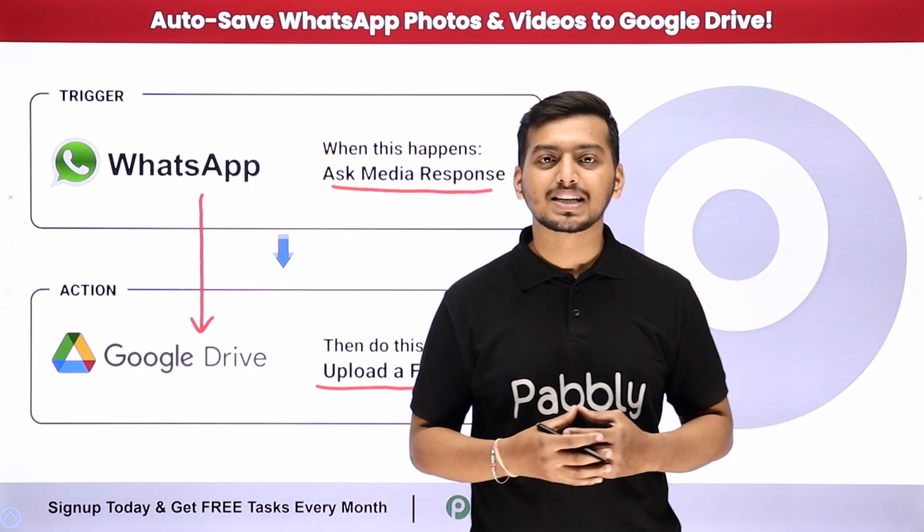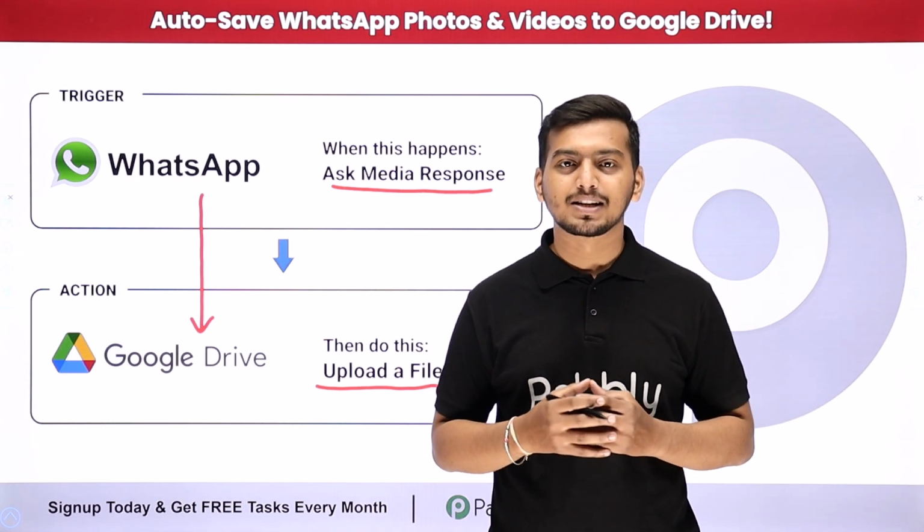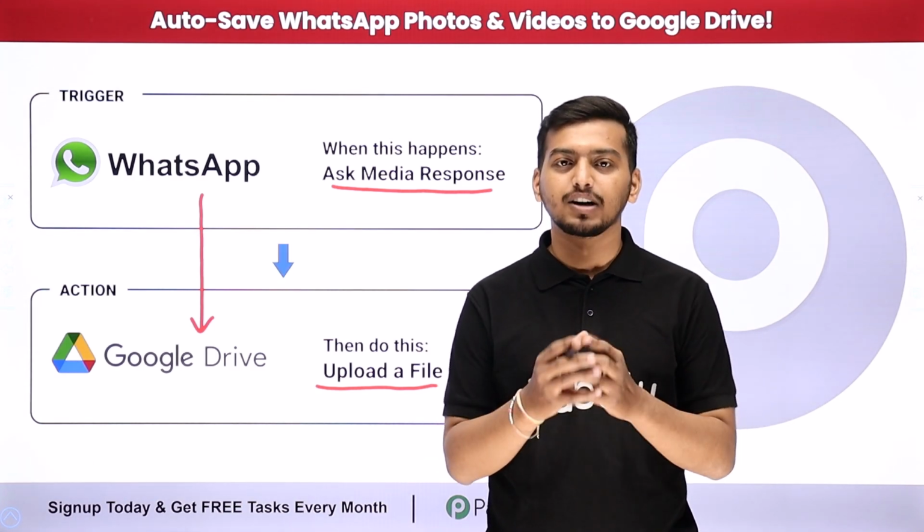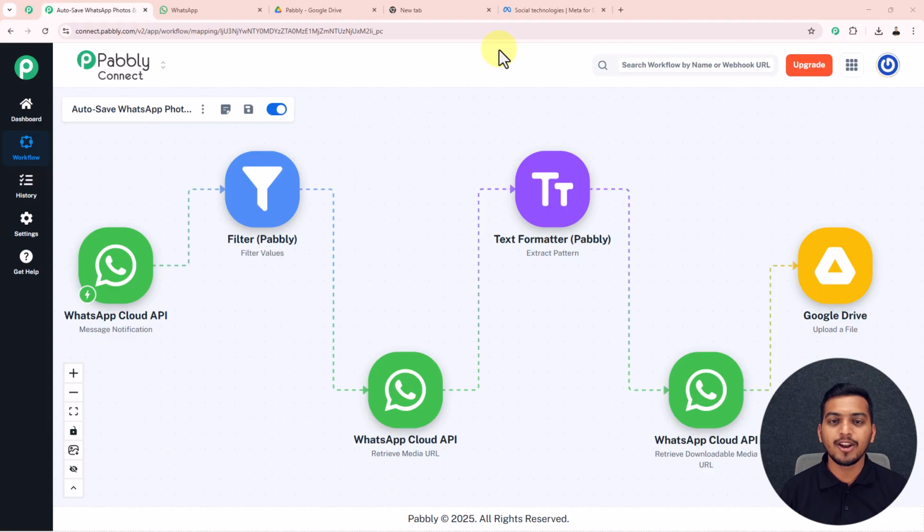Now I will take you to my screen and there we will see a real-time example of how this automation will work. Hello everyone, here on my screen you can see this is the workflow where I have integrated WhatsApp Cloud API and Google Drive inside my Pabbly Connect account. Now without any delay, I will show you a real-time example of how this automation will work.